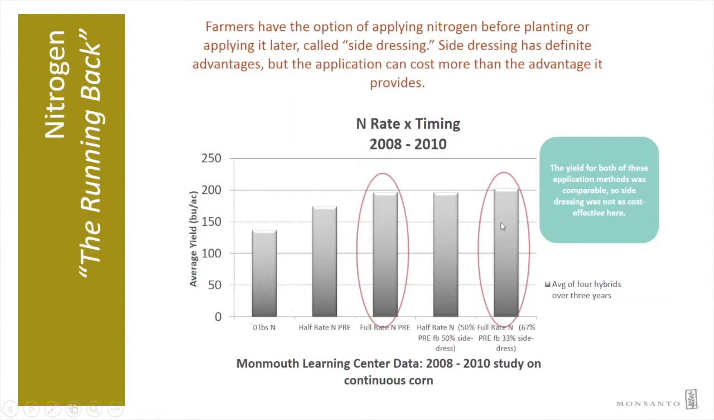This is 2008 to 2010, but I would also say that 2016 was very similar to this type of graph. You can see here the first circle is our full rate of N at pre, yielded just under 200 bushel to the acre. You can see our side dress application where we put 67% out pre and 1/3 out at side dress barely beat us in yield for that full rate of N. In great growing conditions like last year, we saw a lot of the same things where that additional rate of N, or that side dress rate, definitely didn't pay.